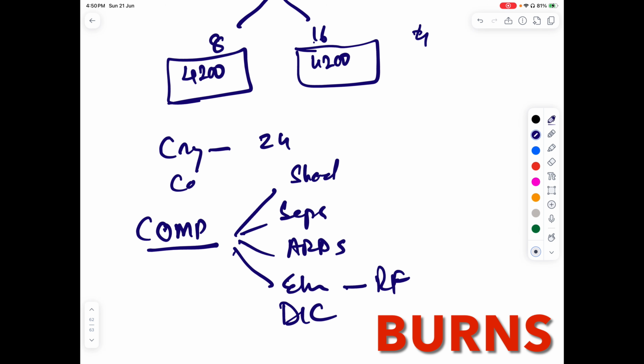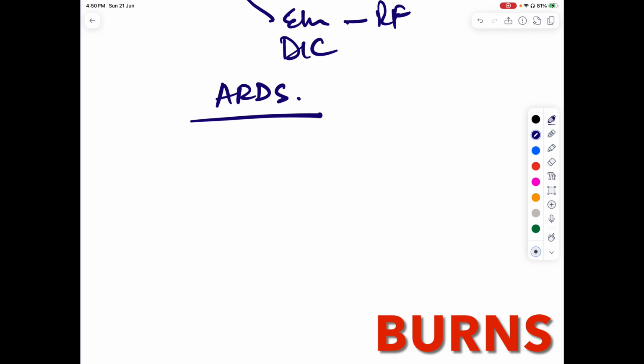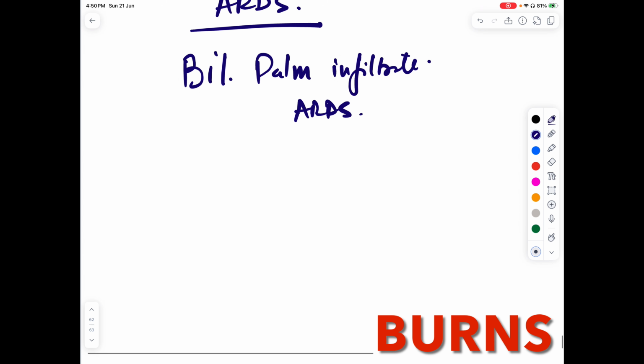So the chest X-ray, if you find ARDS, how to diagnose ARDS? A burn patient may develop ARDS. So bilateral pulmonary infiltrates will be there, leading to ARDS. And what is the definition? The definition is an acute diffuse inflammatory form of lung injury.